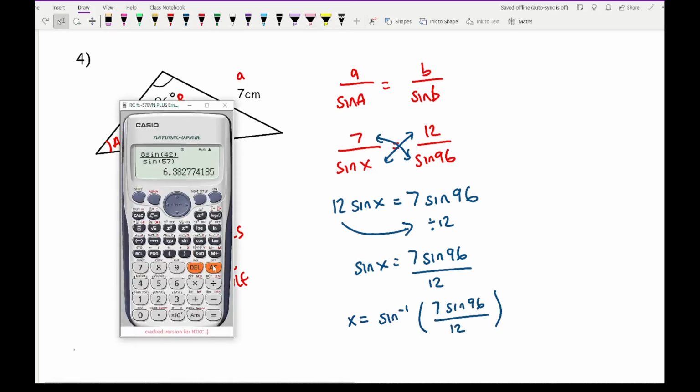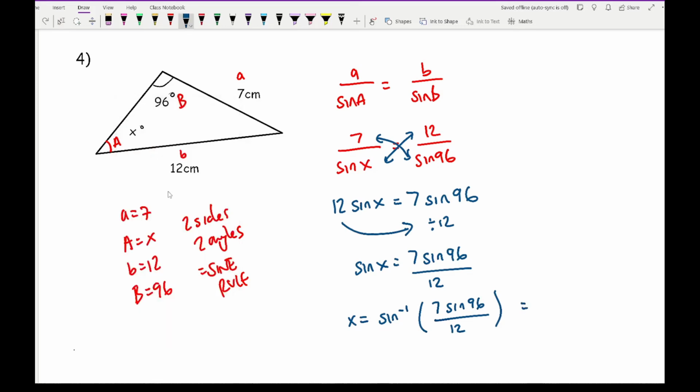So again, reaching for the calculator, resetting it. I've got inverse sine, open my fraction, so I've got 7 sine 96, close bracket, over 12, close bracket, equals 35.5. And that's degrees, and that's to 1 decimal place.